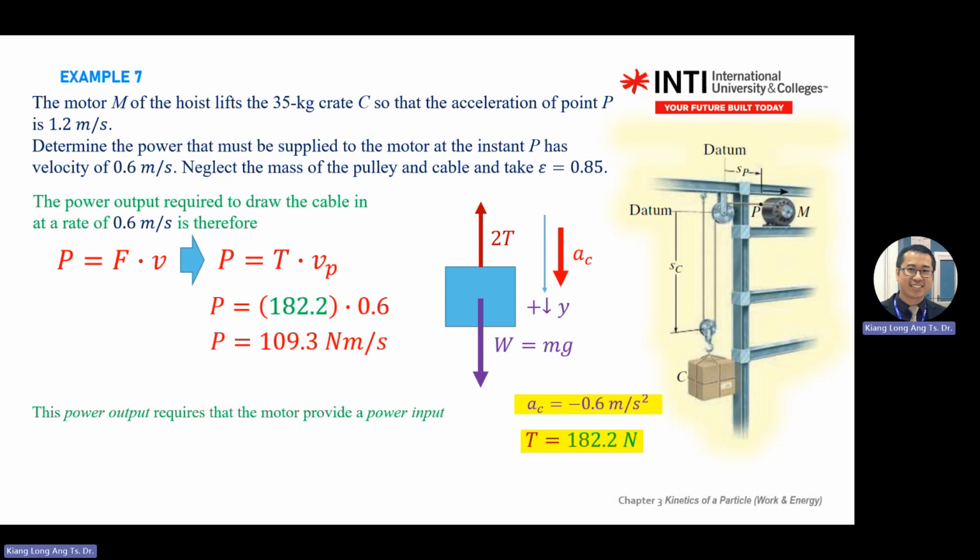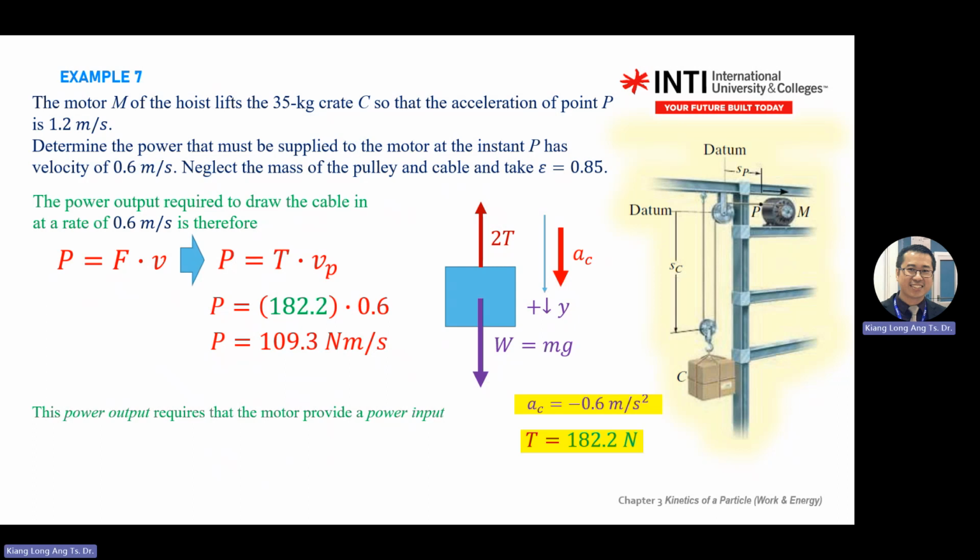The question asks you what is the power needed to be supplied to the motor, because the motor efficiency is 85% only. You need to tell the supplier what kind of motor you need. So in your factory or in your operation, you need 110 Newton meter per second, or joule per second, or watt. You need 110 watt of work. Then the supplier will tell you the efficiency is 85%.